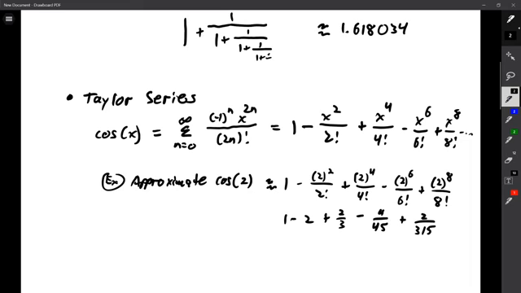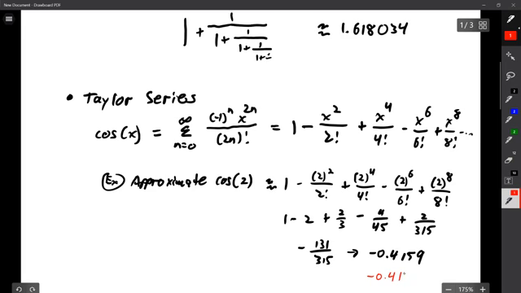If we put all these together, 1 minus 2 plus 2/3 minus 4/45 plus 2/315, we get negative 131 over 315, which is approximately negative 0.4159. And if I take my calculator, and I'm in degrees right now, so I have to adjust my mode to radians, and do the cosine of 2, I get negative 0.416. So the actual is negative 0.4161. So I'm pretty close.